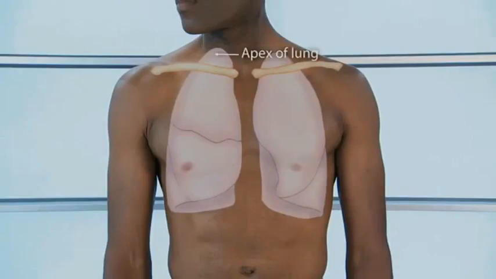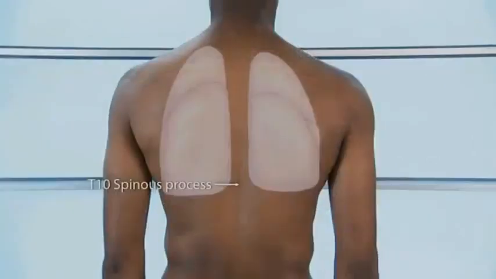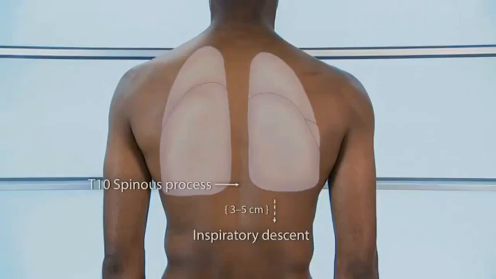Anteriorly, the apex of each lung usually rises 2 to 4 centimeters above the inner third of the clavicle. The lower border of the lung crosses the 6th rib at the midclavicular line and the 8th rib at the midaxillary line. Posteriorly, the border of the lung lies at about the level of the T10 spinous process. On inspiration, it normally descends 3 to 5 centimeters further down.